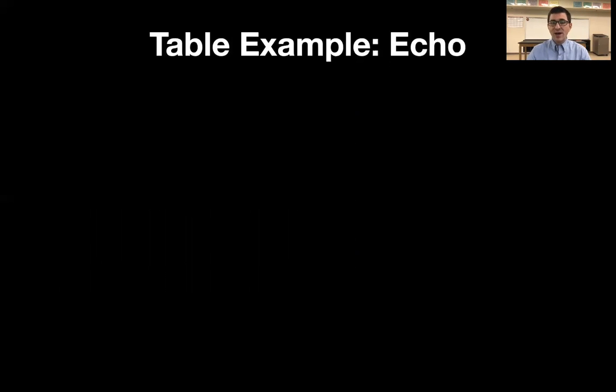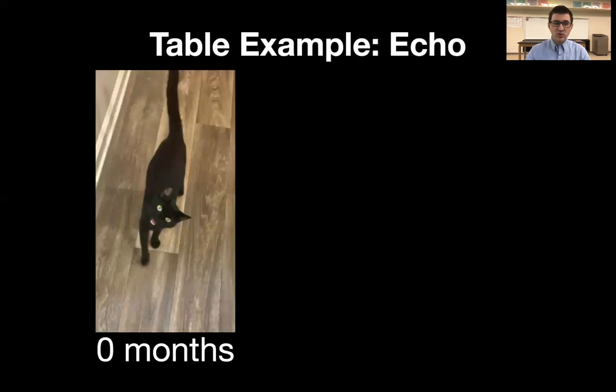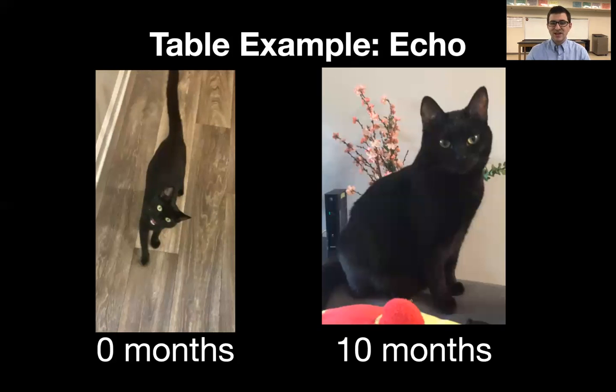Now I want to talk you through how to use a table using an example of my cat, whose name is Echo. So when we got her, which I'll just say is 0 months, she was 1 year old at the time, but that's 0 months of me having her. She was really skinny. She was really underweight. And the vet told us that we wanted to get her weight up. So I've been using a table to keep track of how much she weighs over time. And just so you're not concerned, we've had her for 10 months and she's happy and healthy now.